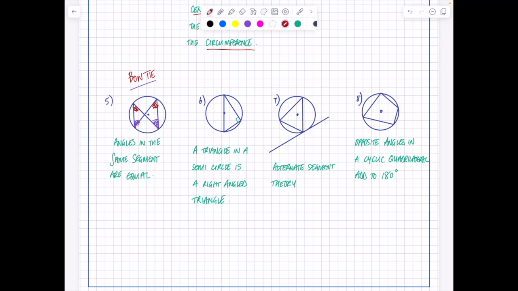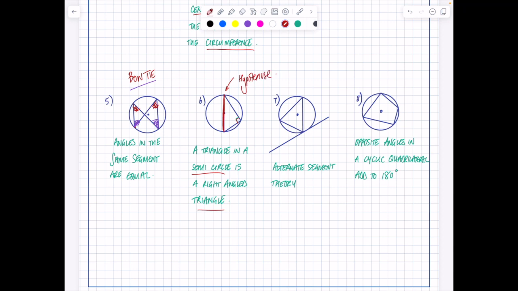Next one here, if you've got a triangle in a semicircle, basically what I mean is if the hypotenuse here is the diameter, that will create a right angle triangle. So a triangle in a semicircle is a right angle triangle, where the hypotenuse is the diameter, just to really make sure that you know that that one is your right angle triangle.